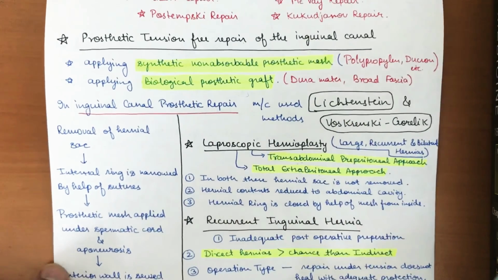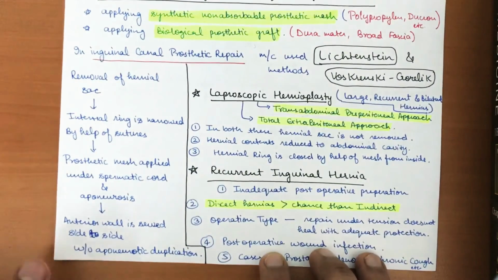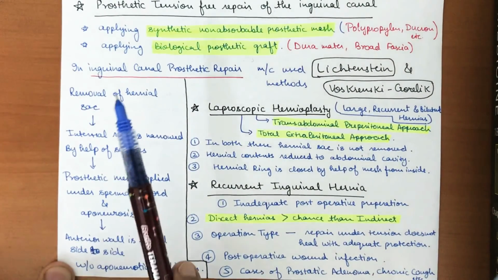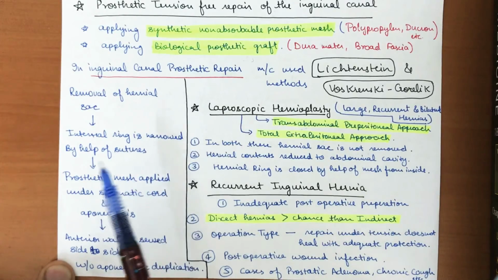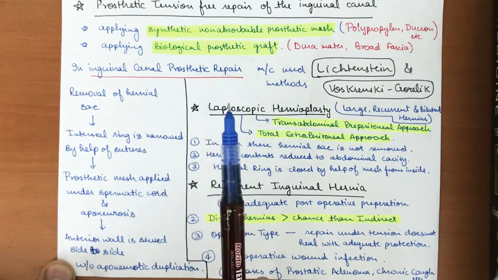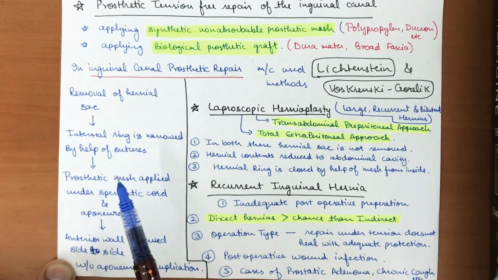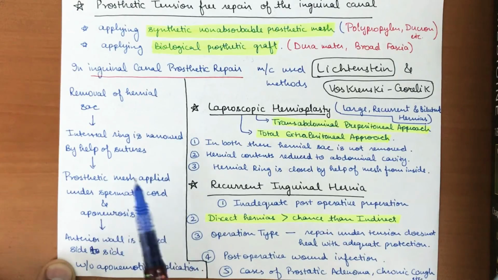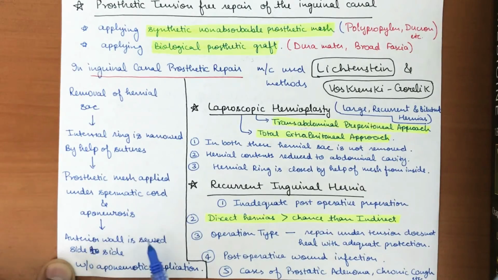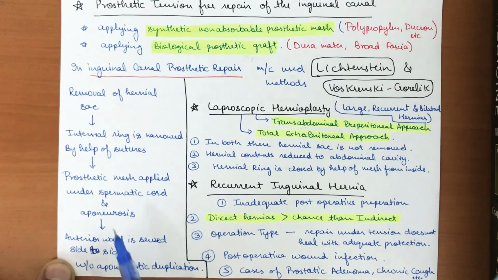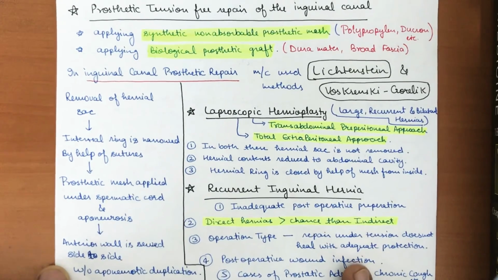So what will we be doing in the case of this prosthetic repair? First of all we remove the hernial sac. The internal ring is narrowed with the help of a suture, as we have done earlier in both the methods, but in this case, without using aponeurotic duplication, we will be using a prosthetic mesh. The prosthetic mesh is applied under the spermatic cord. The anterior wall is sewed side to side without aponeurotic duplication, so we will not do aponeurotic duplication. So this is the third method.